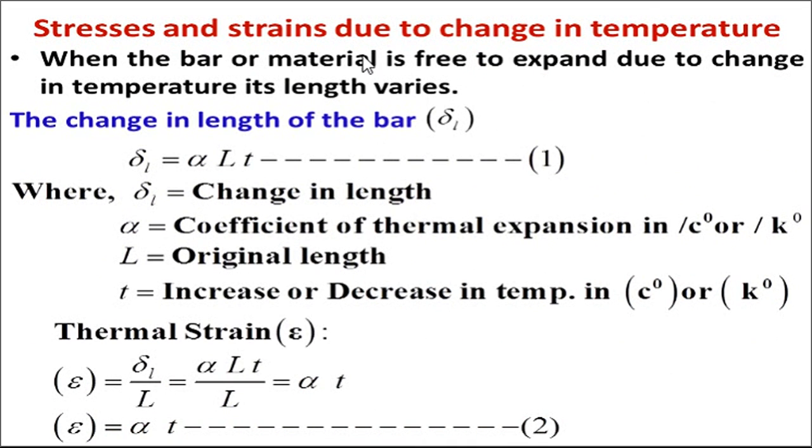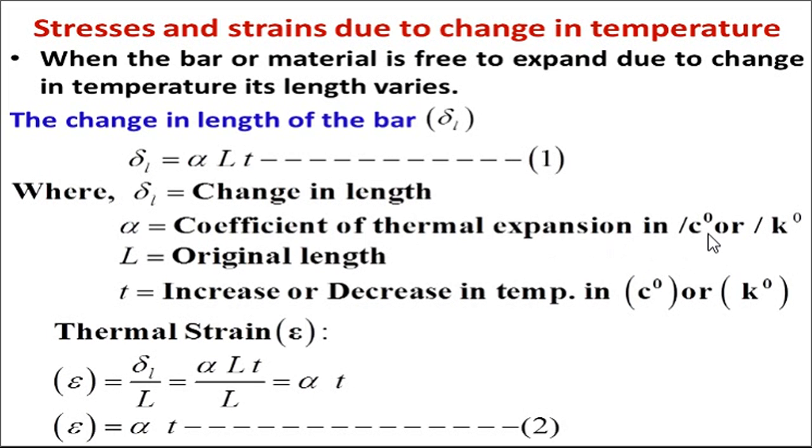Now, how to calculate the stresses and strain? When the bar is free to expand and there is any change in temperature, we can note down the change in length of the bar. Change in length means delta L, the free expansion. So how to calculate that delta L, the change in length of the bar due to change in temperature? Delta L will be equal to alpha into L into T, where delta L is the change in length, alpha is the coefficient of thermal expansion.